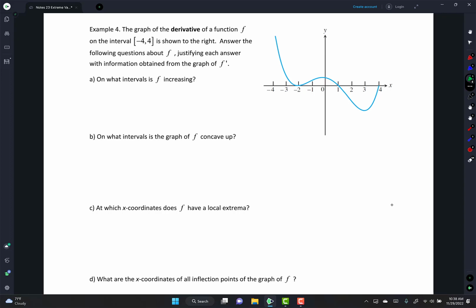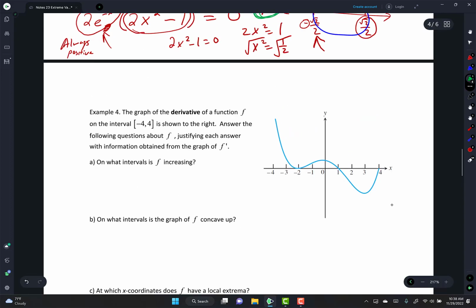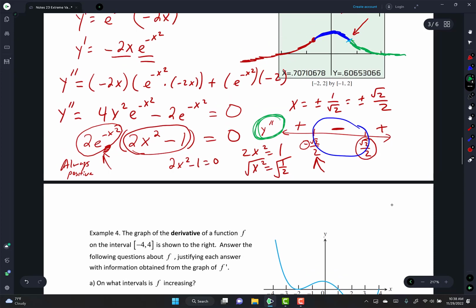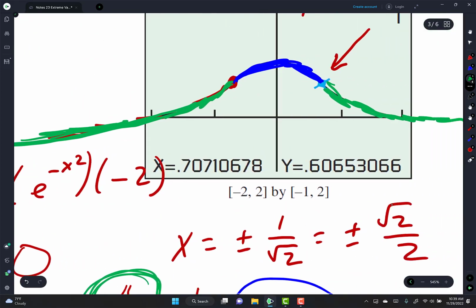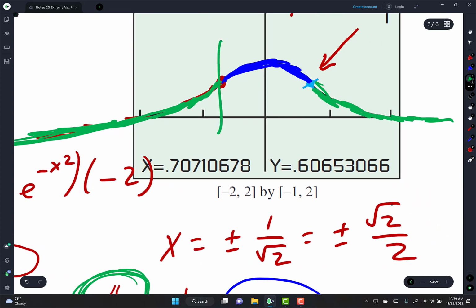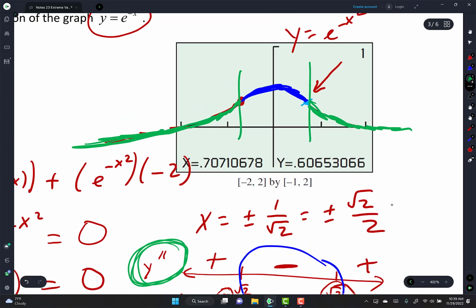What's up, Alvarez? No, between negative infinity and negative square root of 2 over 2. The one in red here, see? Concave, or now it's green. Yeah, negative infinity to negative square root of 2 over 2. That looks concave up to me. Right? Concave down between negative square root of 2 over 2 and square root of 2 over 2. And then concave up again. But we're good now, right?